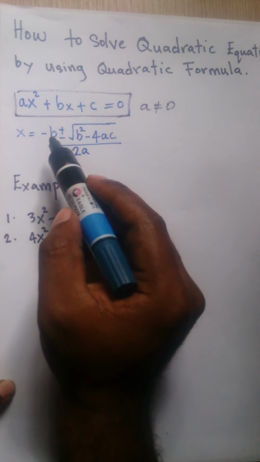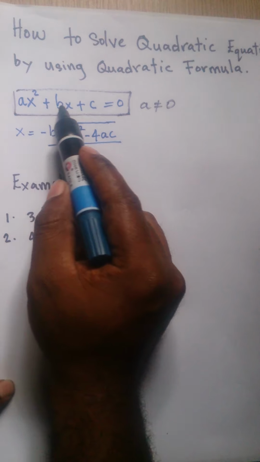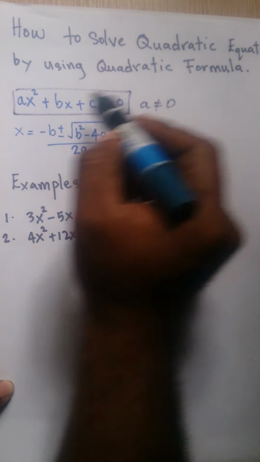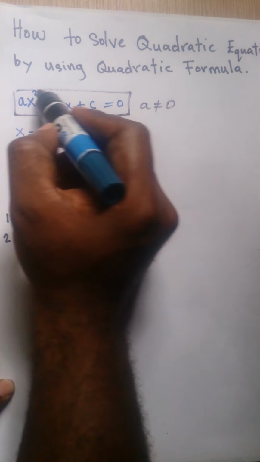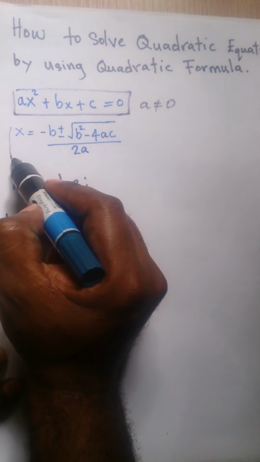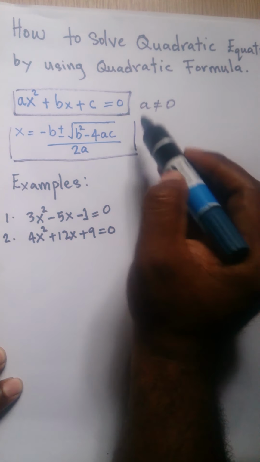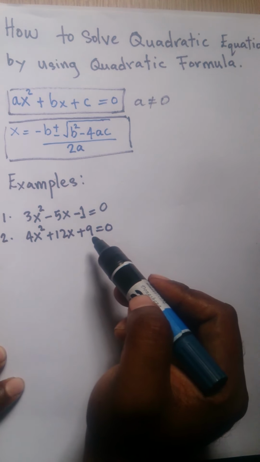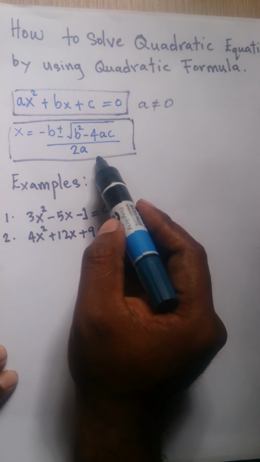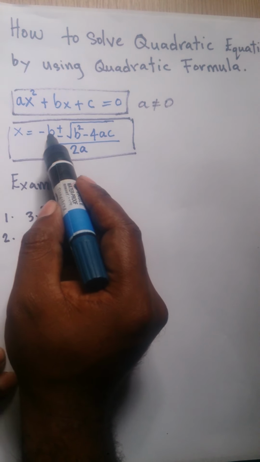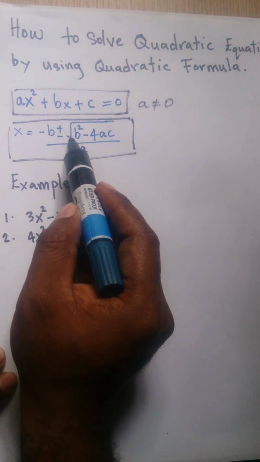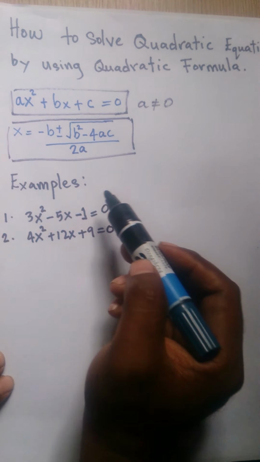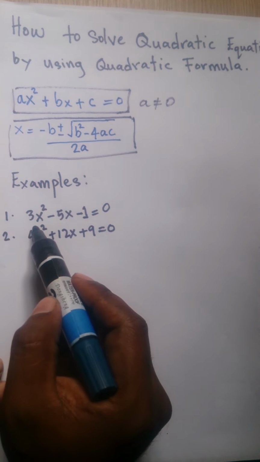So watch carefully. We have ax squared plus bx plus c. This is the standard equation of a quadratic equation, whereas this one is the general formula of the quadratic, or we call it the quadratic formula. We have x equals negative b plus or minus the square root of b squared minus 4ac, all over 2a.